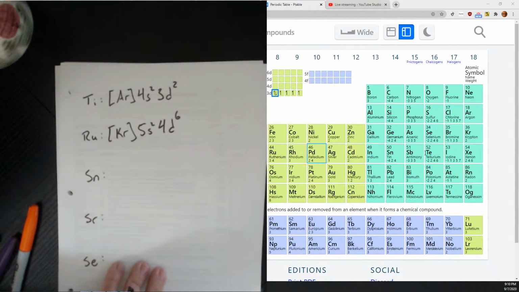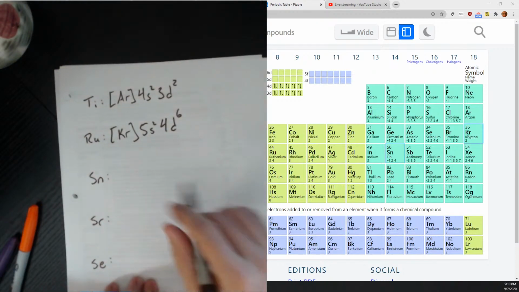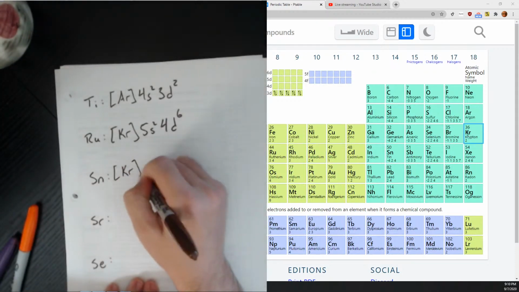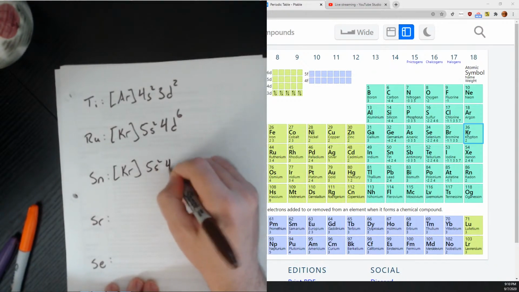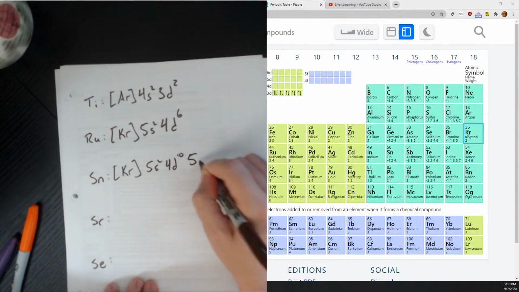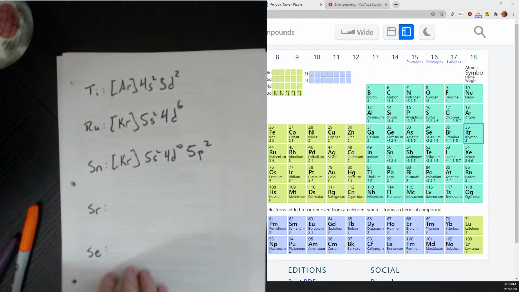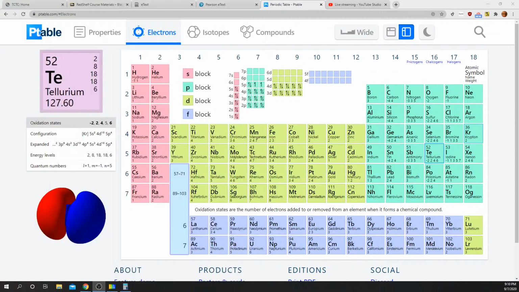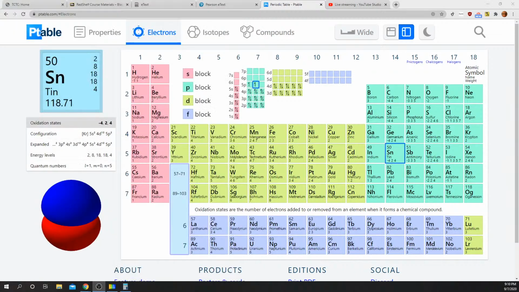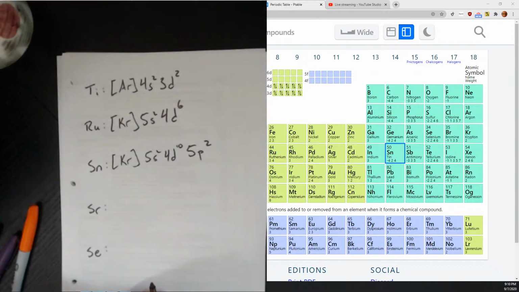All right, so next up is tin, element 50. Previous noble gas is krypton. So krypton, 5s2, 4d10, 5p2. I expect tin to be very well behaved. And yep, there it is. 5s2, 4d10, 5p2.